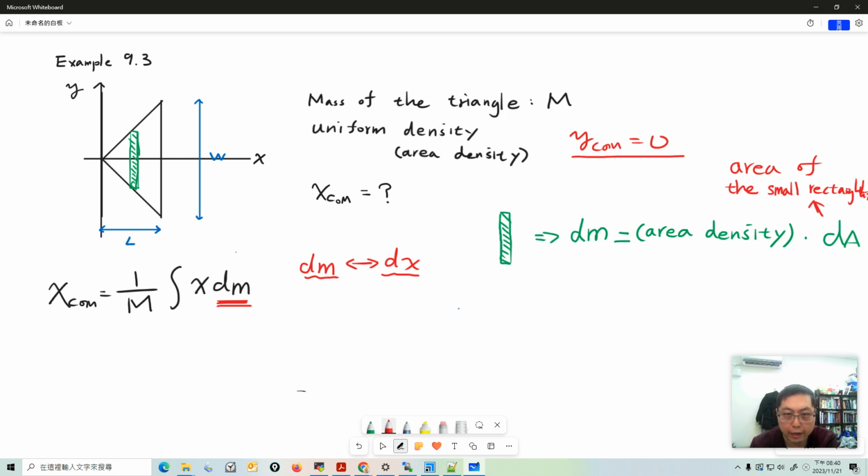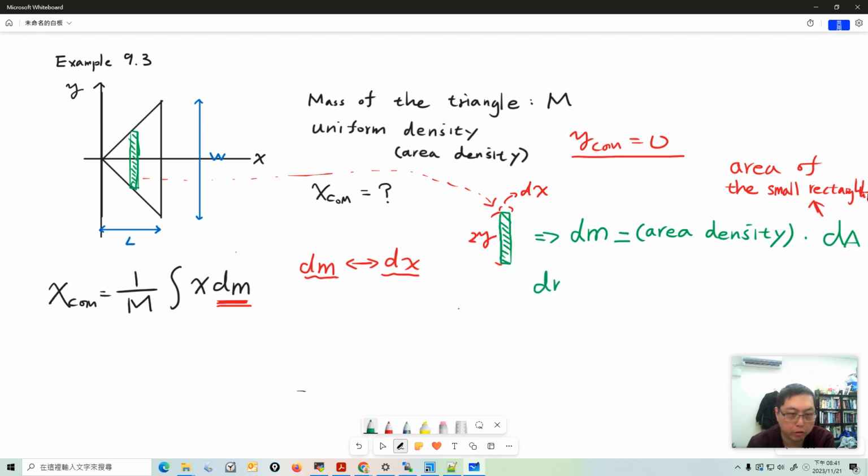What's the area of this small rectangle? Let's say the width is delta x, and this height is 2y. So dA is equal to 2y times delta x.